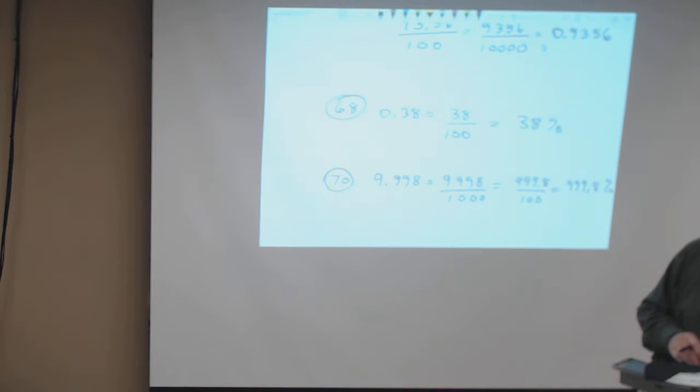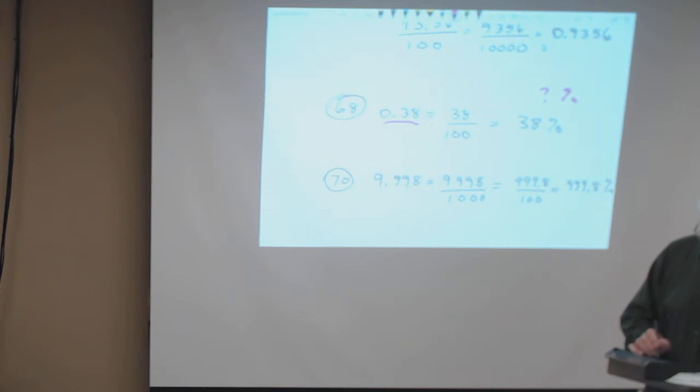Now we're going the other direction. Here's 0.38, and they want me to write it as a percent. What percent would that be? Well, what would that be if I changed it to a fraction? That would be 38 over 100. Agreed? So how do you change 38 hundredths to a percent? 38%. Just like that.